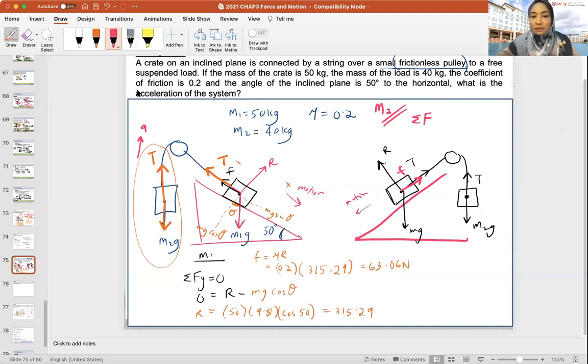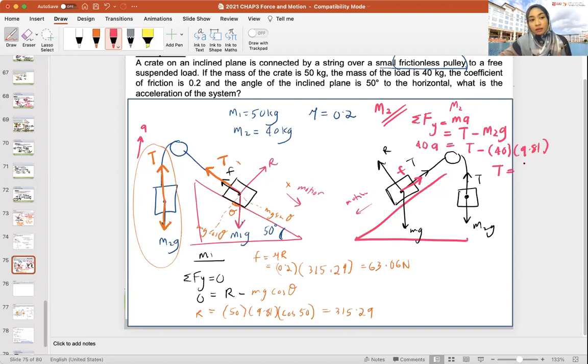Sorry guys. Macam itulah hidup. So net in the Fy is equal to MA and we don't know what our A is. So this will be our unknown actually. And T minus M2G. Okay, M2G. So T we don't know juga. T minus 40 times 9.81. And MA, this refers to M2 sebab this is the system that we're talking about. This would be 40A. Okay.